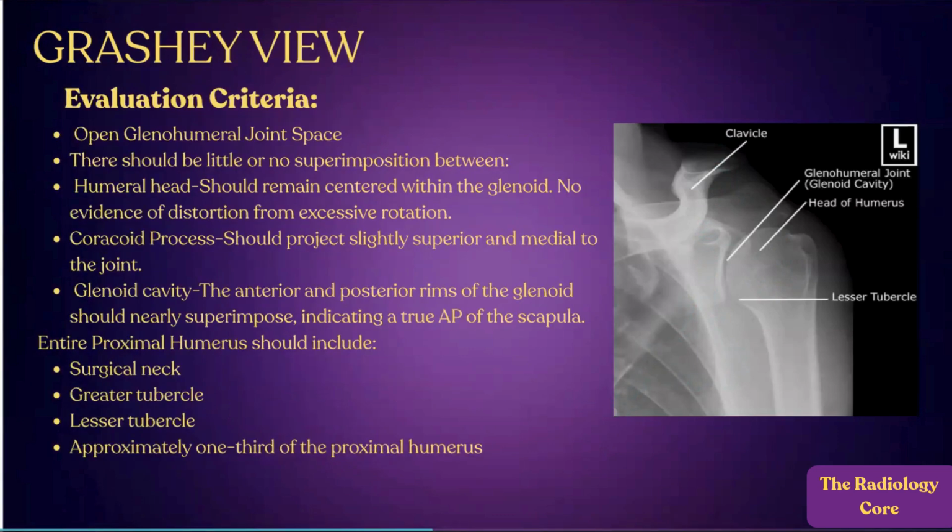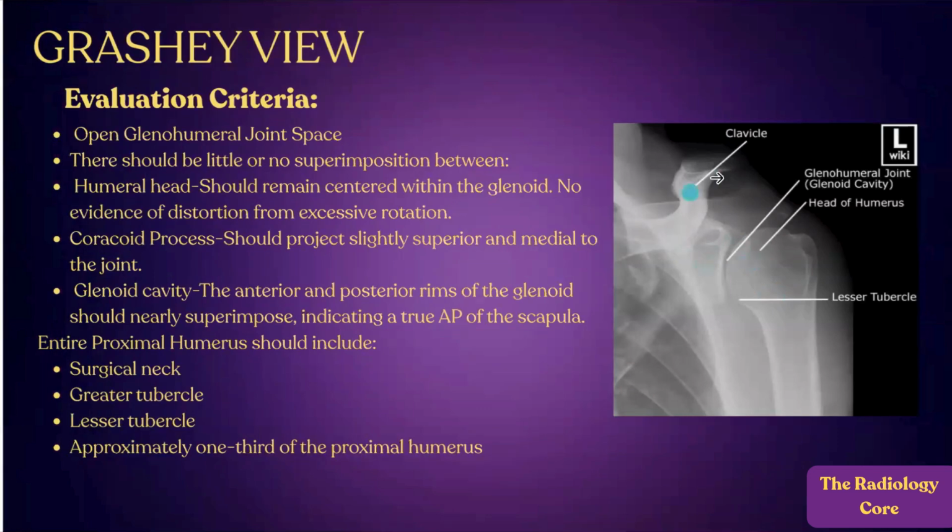So the evaluation criteria, again: make sure this joint space is nice and open. There should be little or no superimposition between the humeral head. The humeral head should remain centered within the glenoid cavity. No evidence of distortion from excessive rotation. The coracoid process should project slightly superior and medial to the joint.